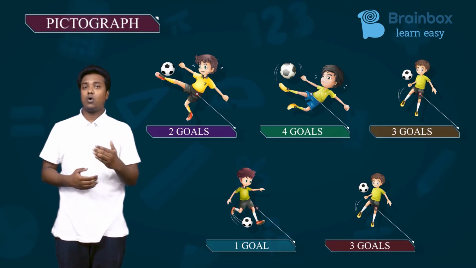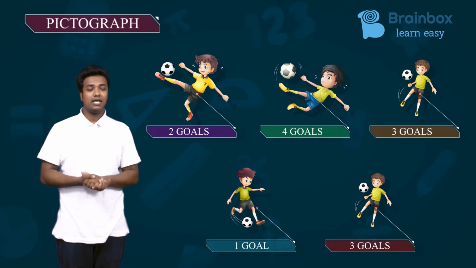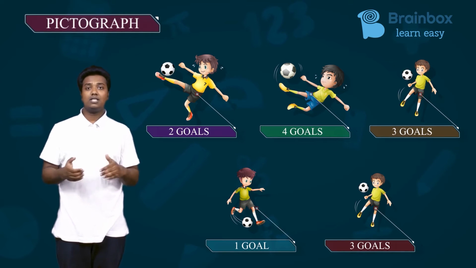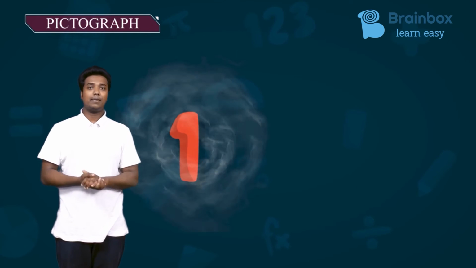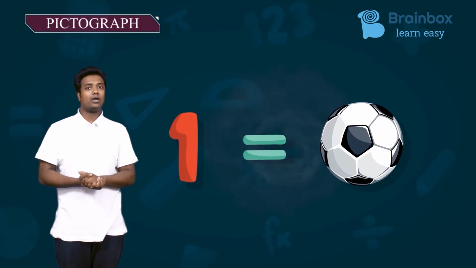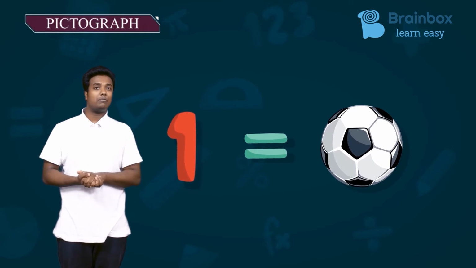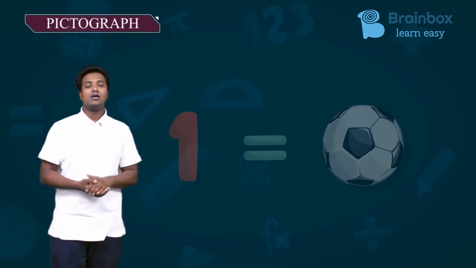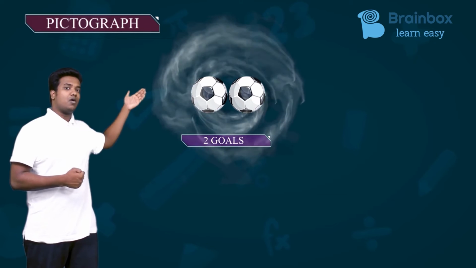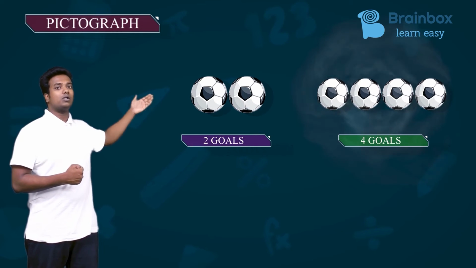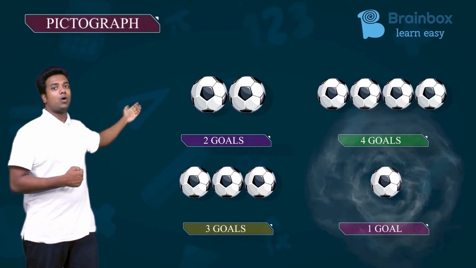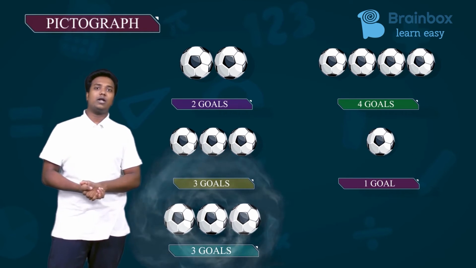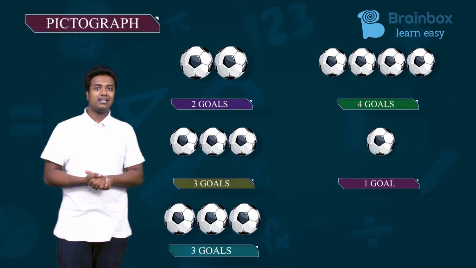What if we represent these numbers in the form of figures? How would they look? Suppose I consider 1 football for 1 goal, then how will the goals scored by Neymar look? For 2 goals it will be 2 balls, for 4 goals it will be 4 balls, for 3 goals it will be 3 balls, for 1 goal it will be 1 ball, and for 3 goals it will be 3 balls. Isn't it interesting?